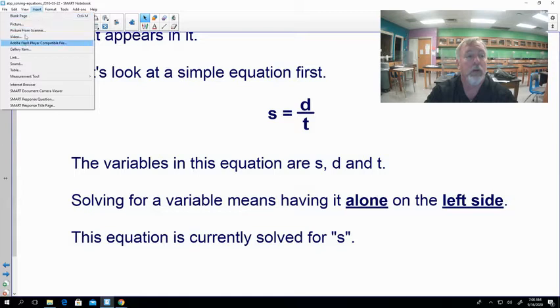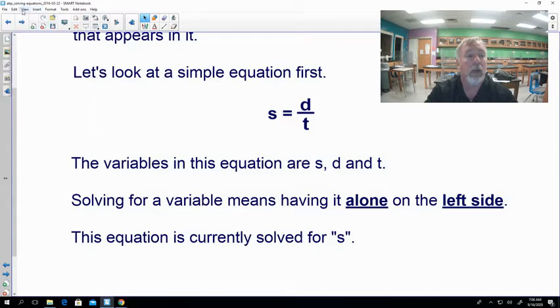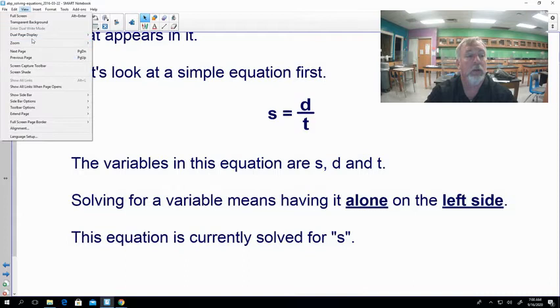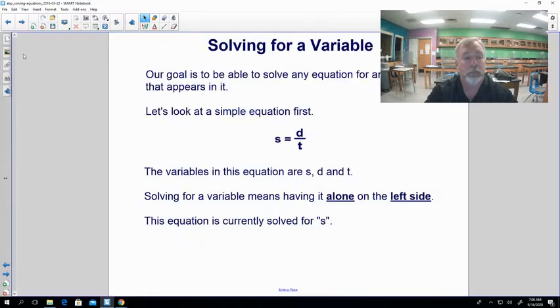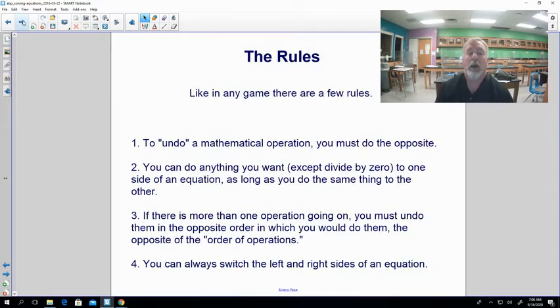Let me change my view here so I get the whole page. It'll be a little bit easier as we go through. So there are 4 rules that I want you to consider when we're solving these equations. And the first rule is to undo a mathematical operation, you must do the opposite.